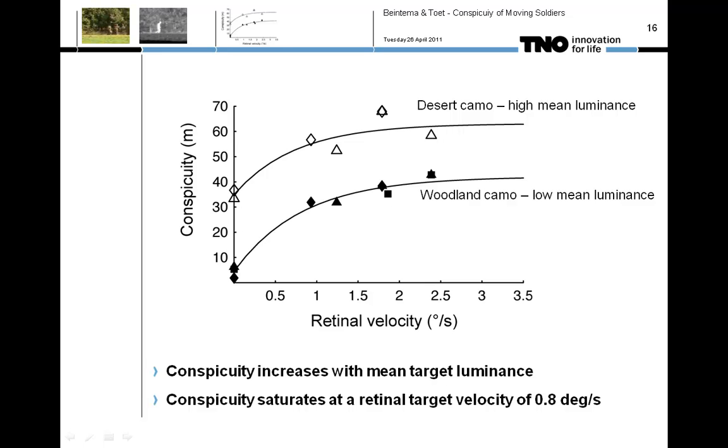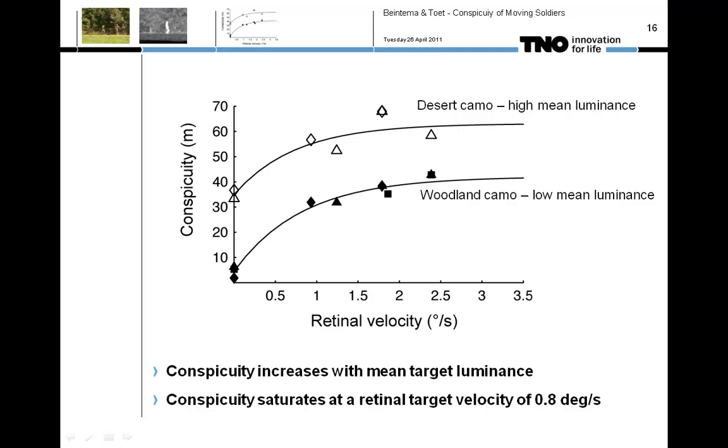Both curves saturate at a larger retinal image velocity, at about 0.83 degrees per second for the woodland uniform and about 0.74 degrees per second for the khaki uniform. Thus, this may reflect the existence of separate motion channels, one for low speeds and one for high speeds.